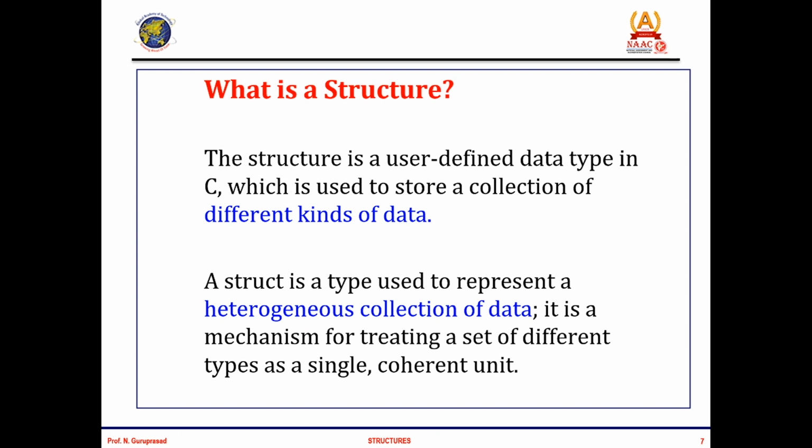What is that? An array holds data of similar type only, but a structure, on the other hand, can store data of any type, which is practically more useful for us in solving real-time problems. What I would like to say is, C structure allows you to wrap related variables that have different data types into a single variable. A struct is a type used to represent a heterogeneous collection of data. As a matter of fact, it is a mechanism for treating a set of different types as a single coherent unit.